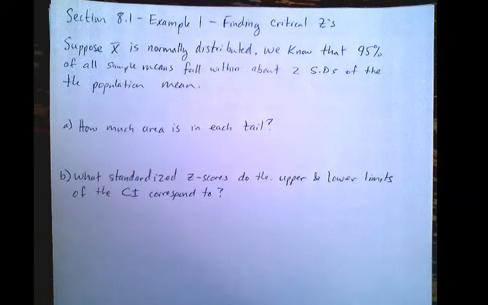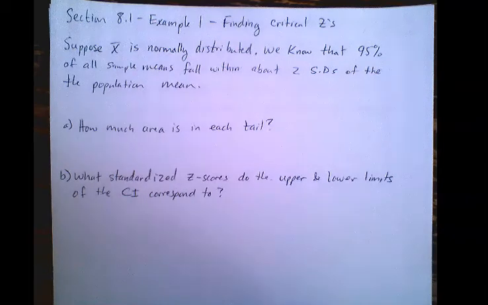Alright, so here are the examples for section 8.1, 8.2, and 8.3. What you should do is view the particular example and then go back to the PowerPoint until we get to the next one. Alright, so here's the first example in 8.1. That is finding critical z-scores so that we can create our confidence interval.